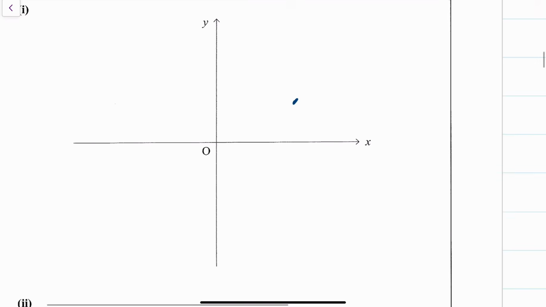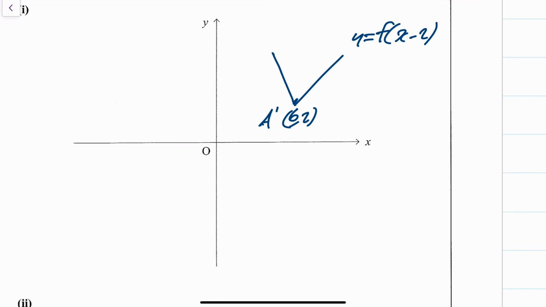So what have I just said? (6, 2). And that's all that we can do. Okay, so that's my A dash, and that was y equals f of x minus 2.